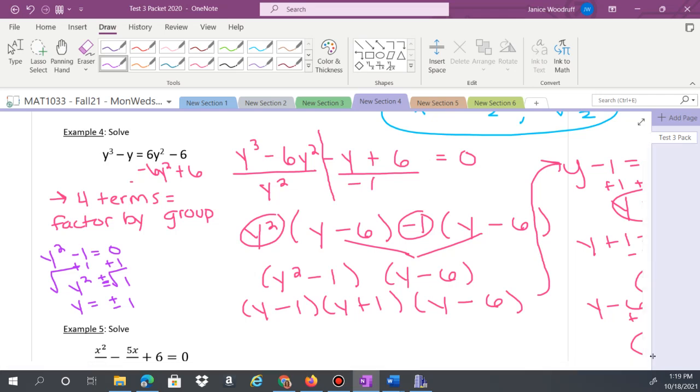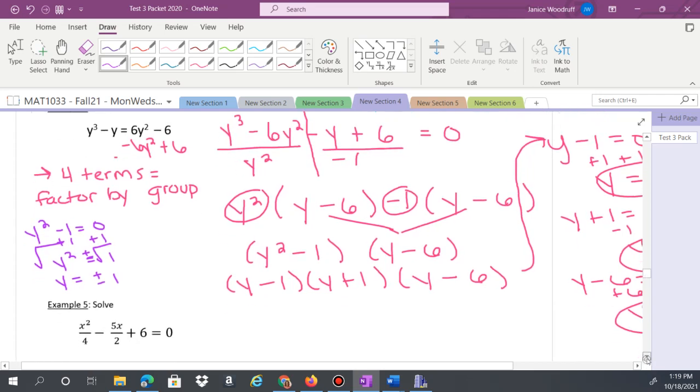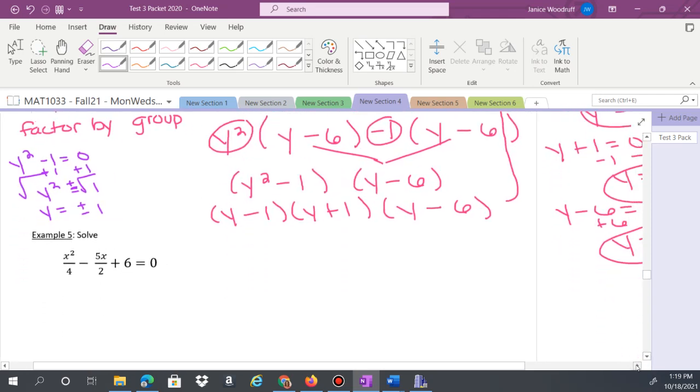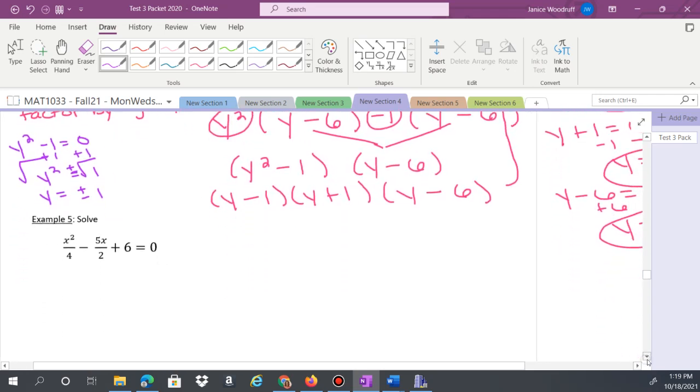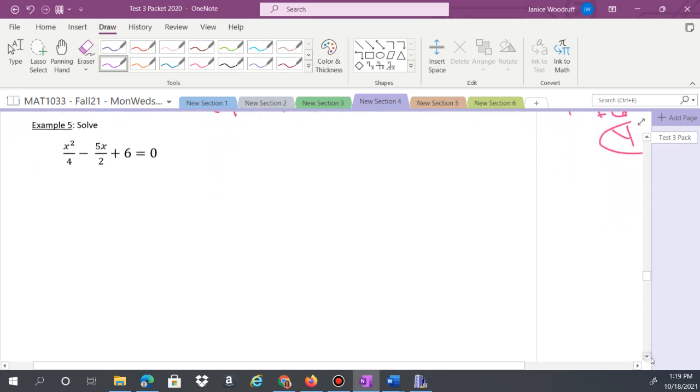All right, so let's look at example 5. So you have a quadratic problem with fractions. It's already set equal to 0 though, so that's good news. Let's get rid of the fractions. What's the common denominator? 4. 4, yeah. You want the biggest one. If I multiply by 2, this is still going to be a fraction. So we want 4. So let's multiply everything by 4.